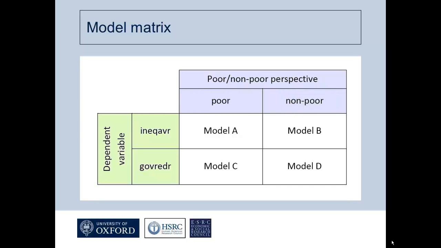So our four models include Model A, which is aversion to income inequality from the perspective of the poor; Model B, which is aversion to income inequality from the perspective of the non-poor; Model C, which is support for government responsibility for income redistribution from the perspective of the poor population; and finally Model D, which is support for government responsibility for income redistribution from the perspective of the non-poor population.